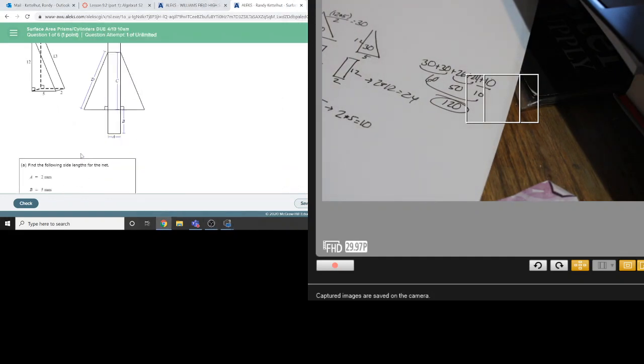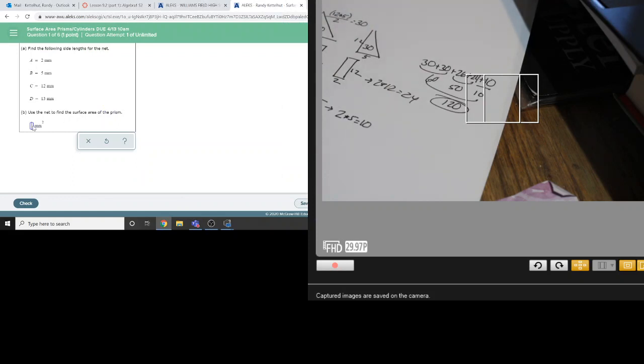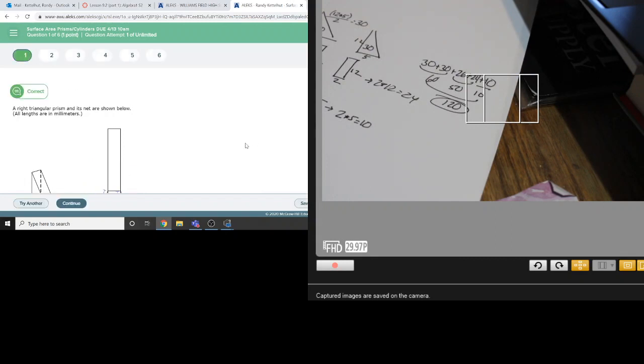120. So let's type that in. The units are already there. Boom. Check. Show me that green check mark. We're good to go. Next.